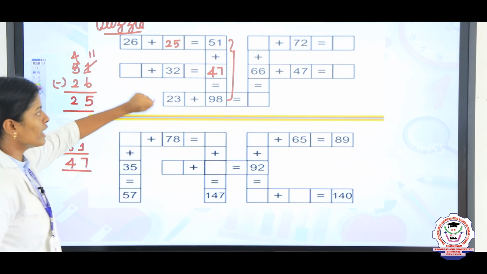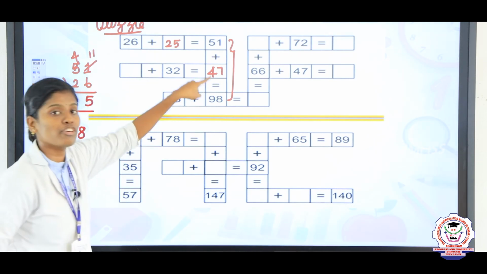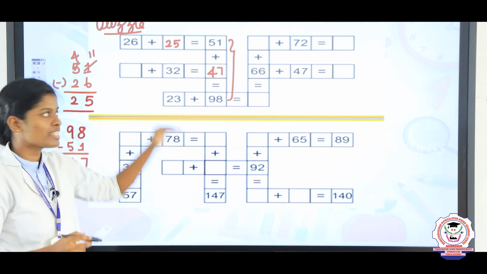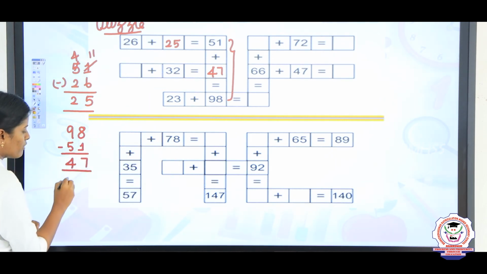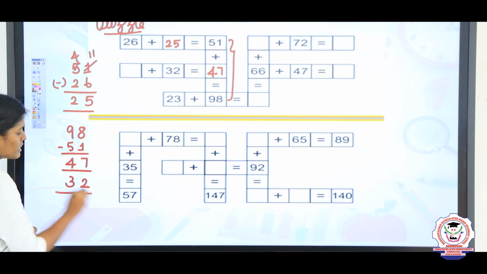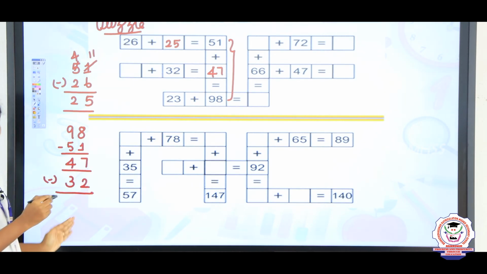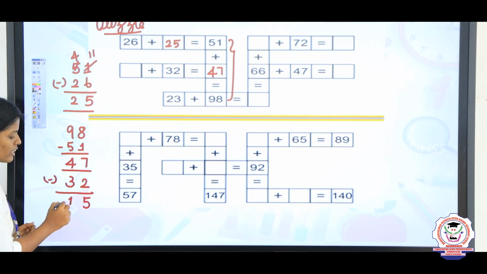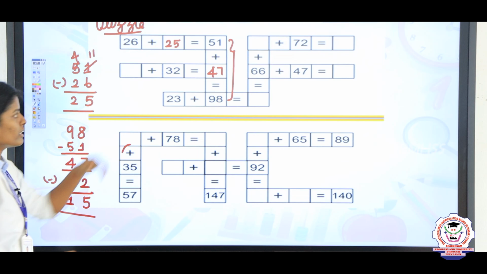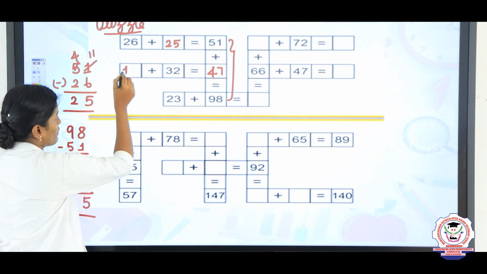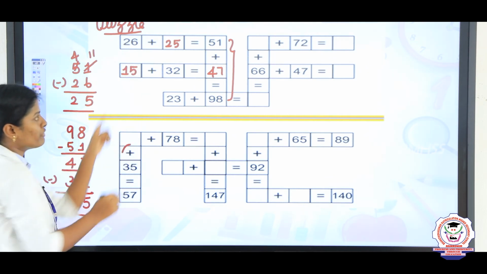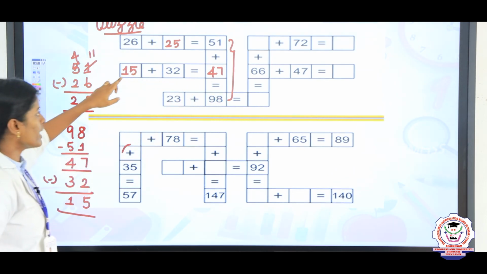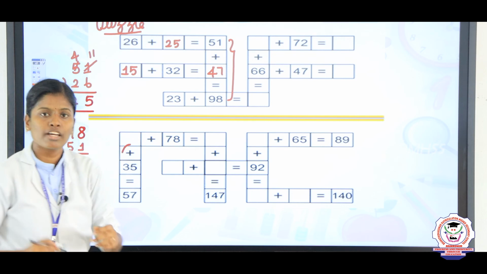So listen here. Here 32 is there and 47 is there. So what is the answer? Now you take 47 minus 32. So 7 minus 2, what is the answer? The answer is 5. 4 minus 3, the answer is 1. So write the answer 15. Now you should add 15 plus 32. 5 plus 2, the answer is 7. Next 1 plus 3, the answer is 4.